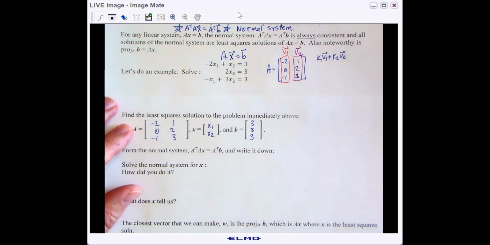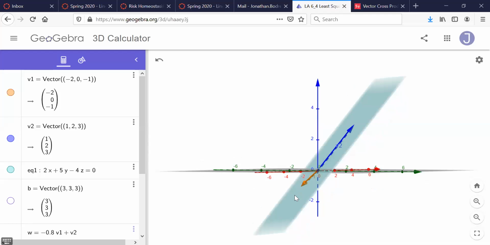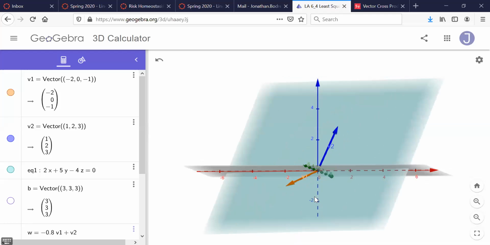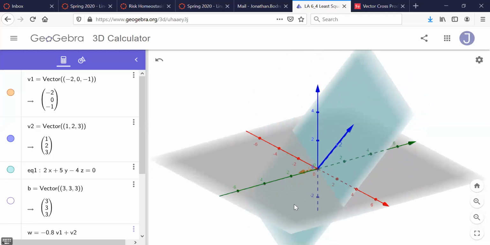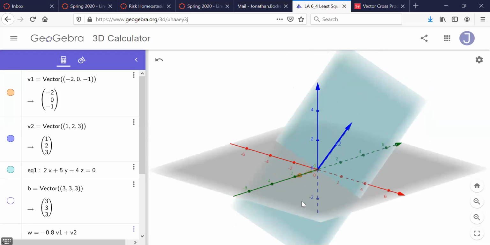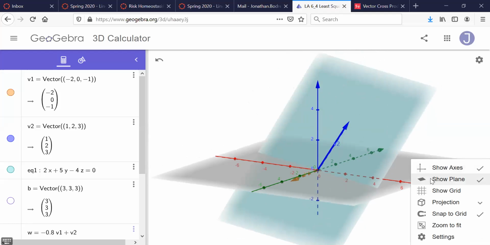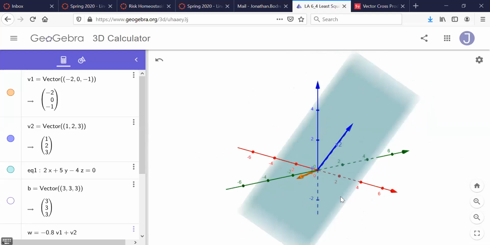Okay, so a linear combination of vector 1 plus vector 2. So let's look at that using our good friend GeoGebra. Okay, so I've got vector 1, so that's our -2, 0, -1 vector there in orange. We've got our 1, 2, 3 vector in blue. And what they make is this light blue, aqua colored plane. And I'll hide the XY plane so you can see this.